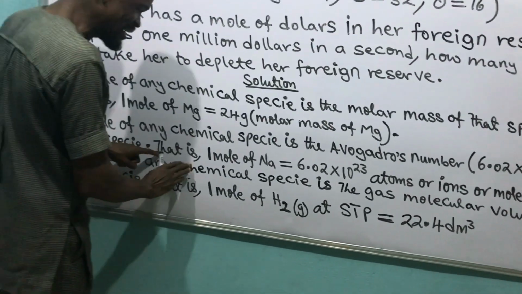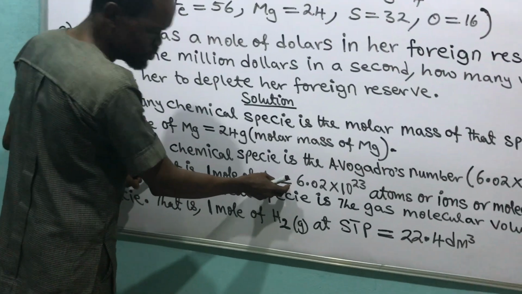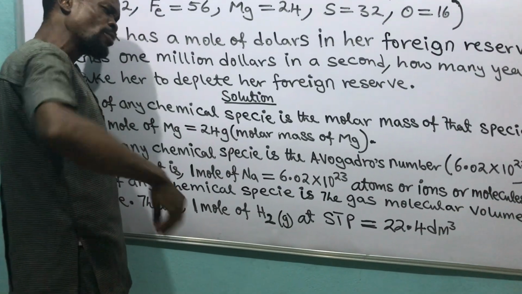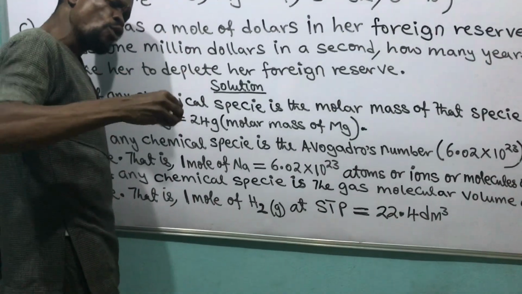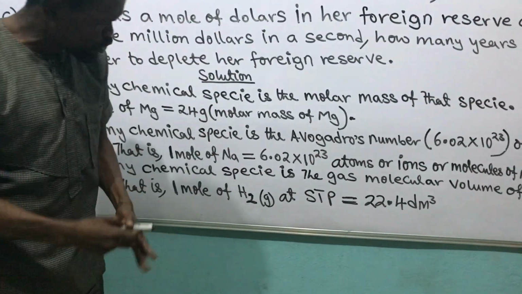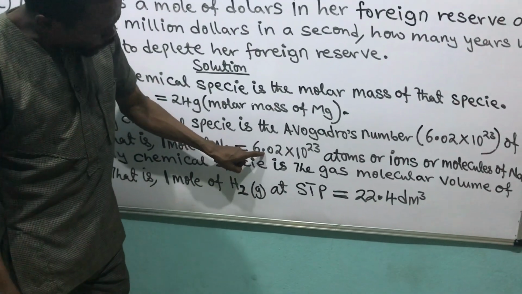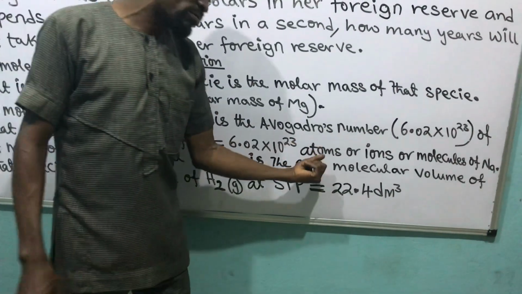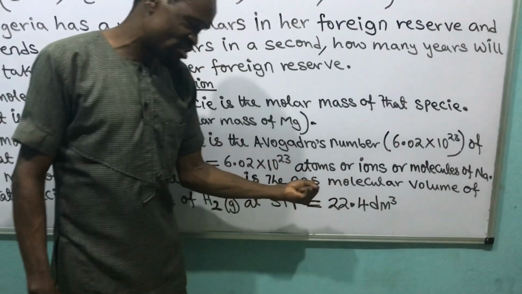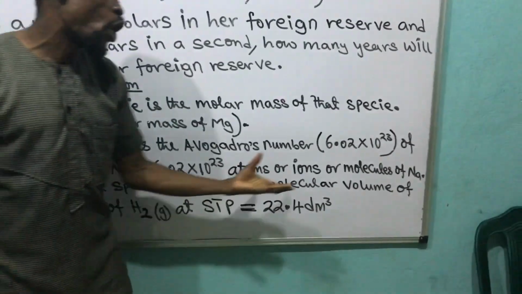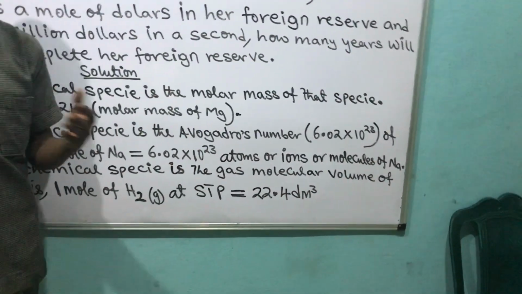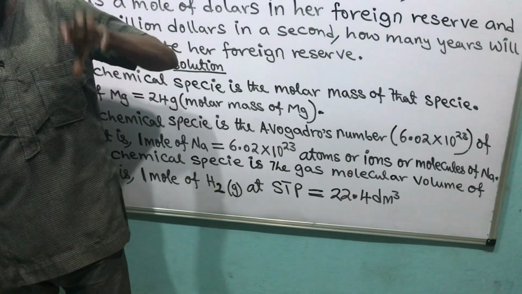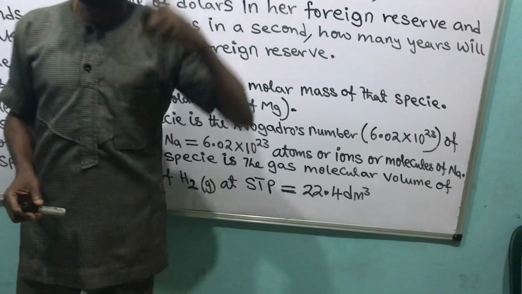And when I say 1 mole of sodium, if I have 1 mole of sodium, that 1 mole of sodium contains 6.02 times 10 to the power 23 atoms or ions, if I'm talking in terms of ion or molecule. Just like when you want to go and buy beans, you say get me 1 penta of beans. That 1 penta of beans is 1 mole of beans.